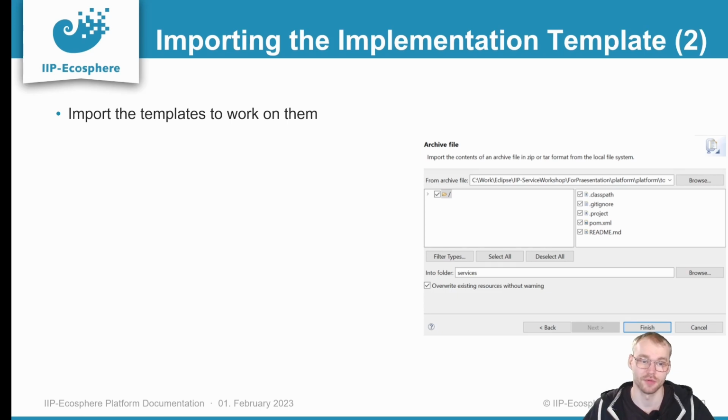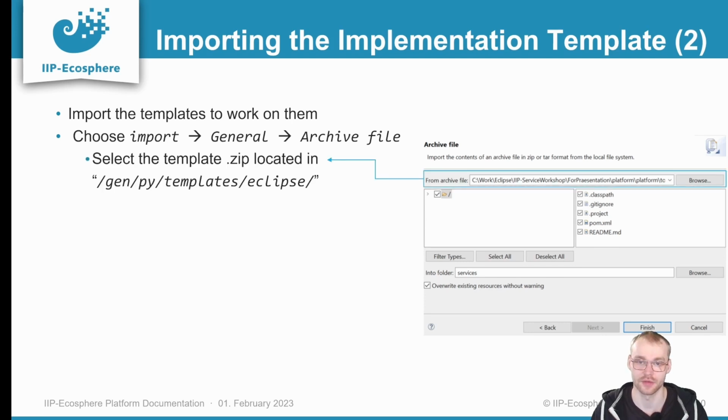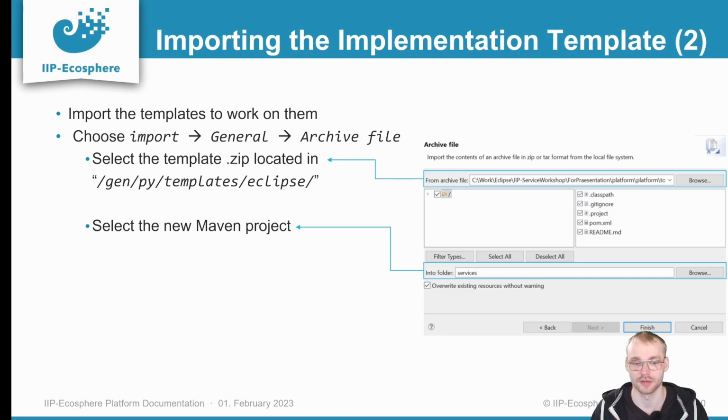In the next step, you import the templates into your workspace. So first you go to import, general, archive file. Then you select the zip located in gen py templates Eclipse. You select the Maven project that you've just created as a target for this. You tick overwrite existing files.